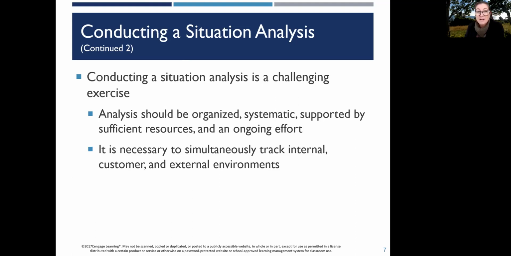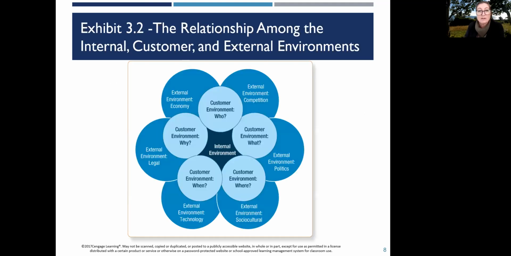So part of the process of conducting a quality analysis is that our information and our data needs to be organised, our processes need to be systemised, and it's not a one-off thing, it's an ongoing effort. So it's necessary to simultaneously track the internal environment and changes in it, the same as we track and monitor what's going on in the customer environment and what's going on in the external environment.